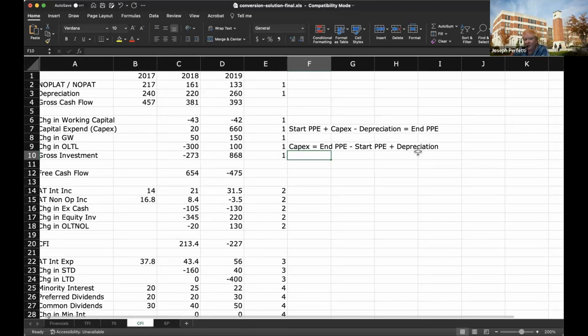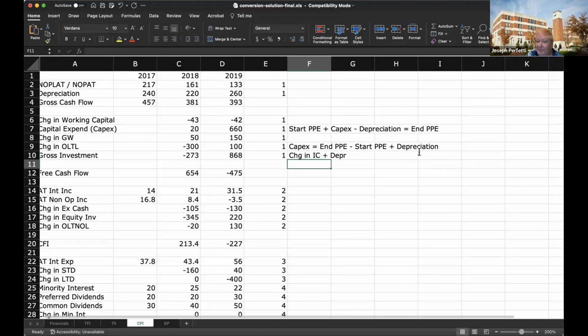So therefore, when we solve for gross investment, the shortcut is basically change in invested capital plus depreciation. It's the change in each one of the items above plus that depreciation, which carries all the way down.